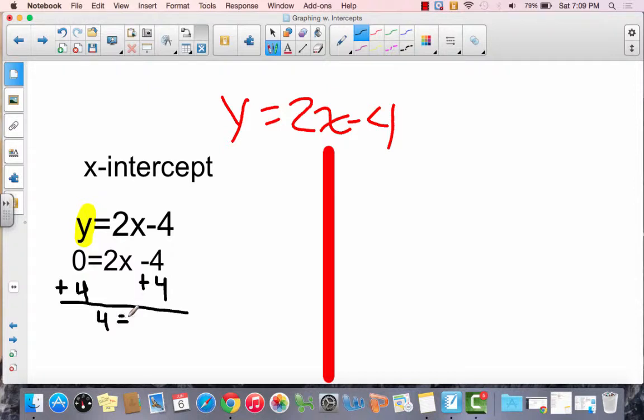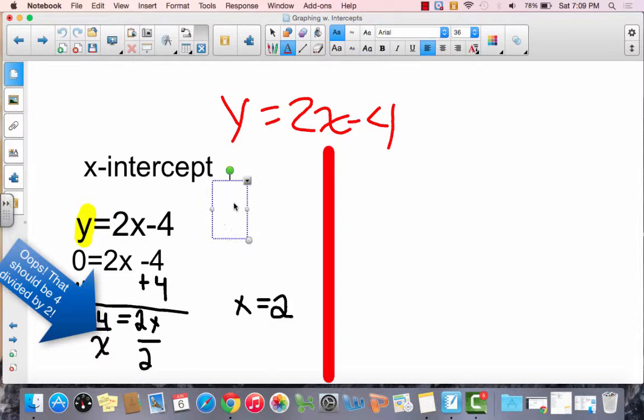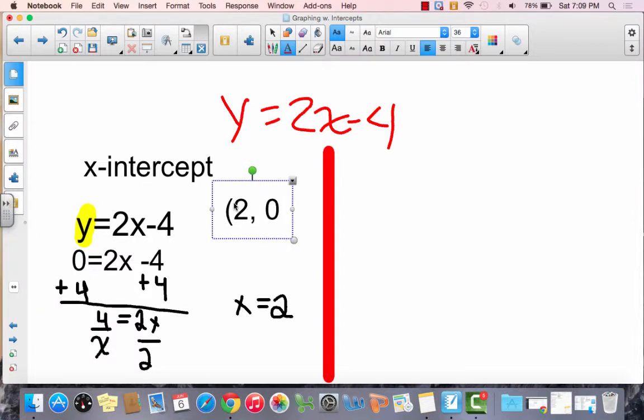And then to isolate x, I would divide out that 2. Whatever we do on one side, we do on the other. So I find out that x equals 2. So my first ordered pair is actually the point x is 2, y is 0.